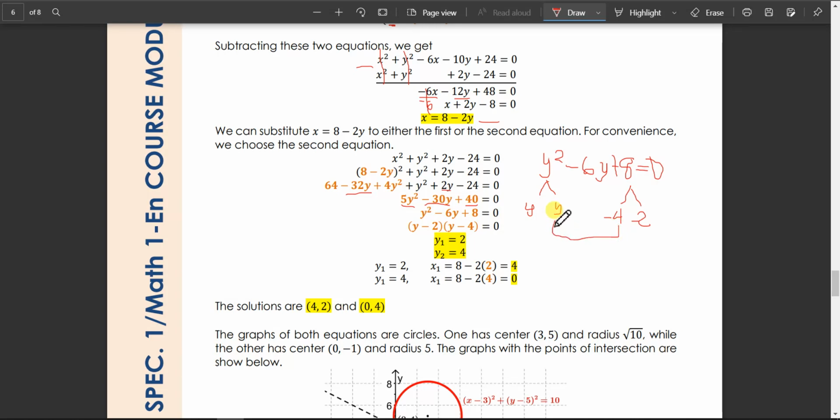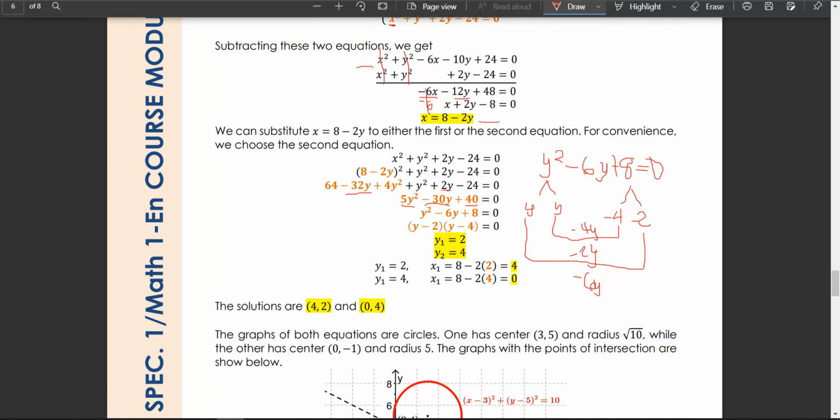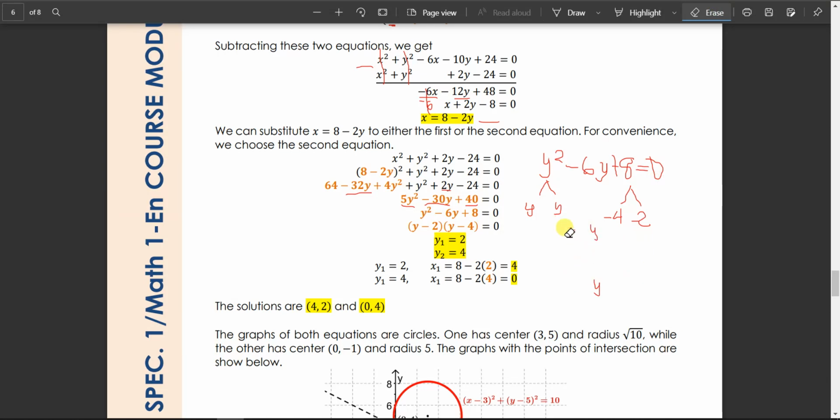If you multiply this, we have negative 4y and negative 2y. So you add them: negative 4y plus negative 2y gives negative 6y, which is equivalent to the middle term. So the factors are y minus 4 times y minus 2 is equal to 0.